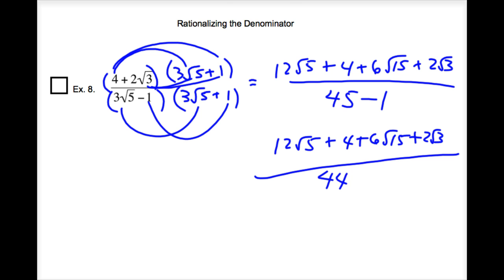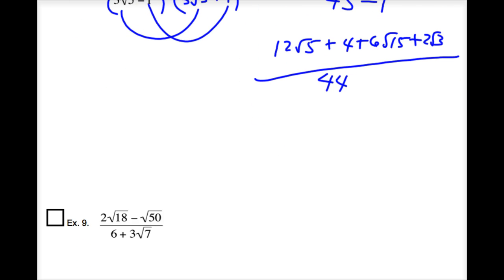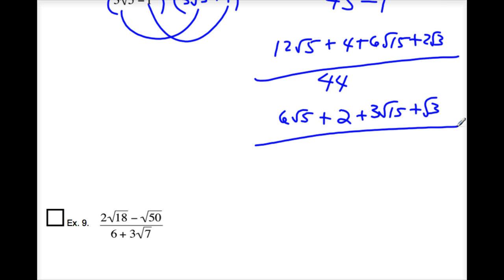It's just not an exceptional answer, an awesome answer, because if you look closely, every term up here is even. So you could take a 2 out of every single term. It'd be 6 root 5. Instead of 4, you'd have 2. Instead of 6 root 15, you'd have 3 root 15. Here you'd have root 3. And finally, you'd have 22.